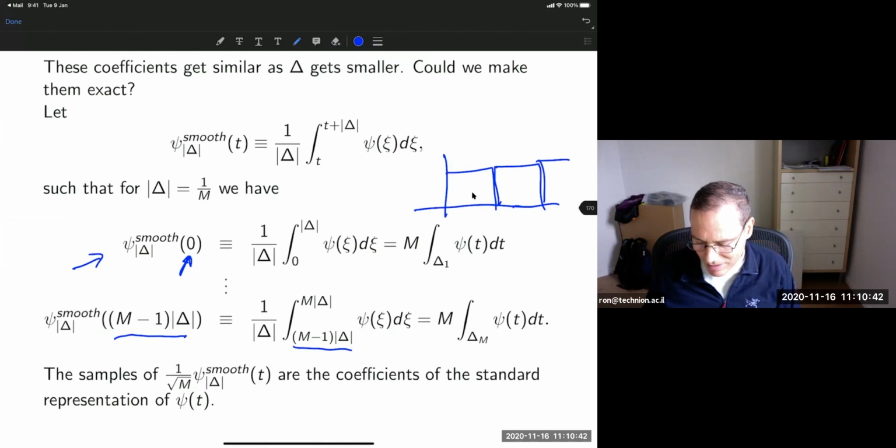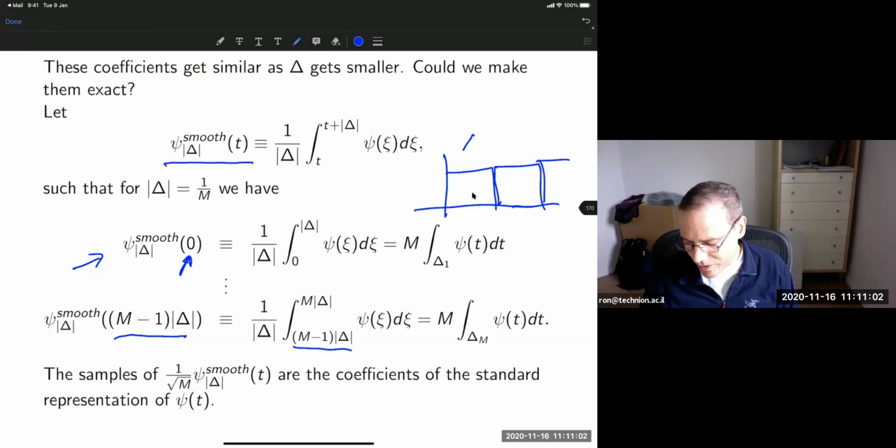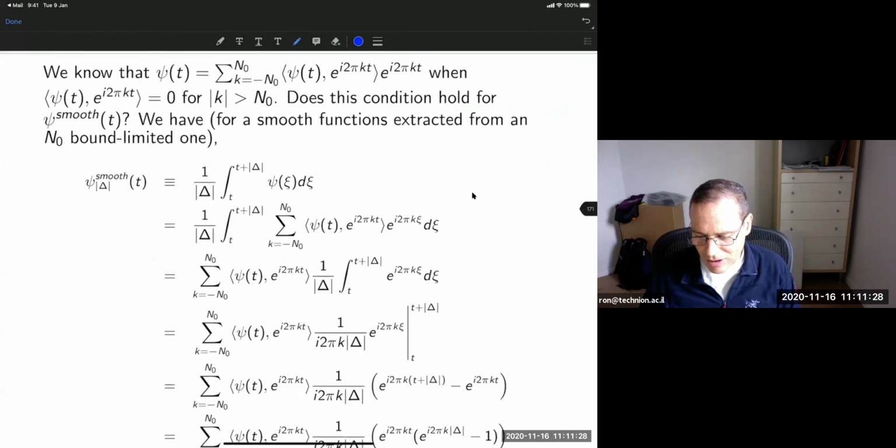So if I now sample my smooth function at equally distant points, what I would have received is basically projecting into what? The standard basis. Thank you, Sean. So it would be projecting onto the standard basis. So I'm taking my function, I've smoothed it a little bit, so now it would look like that. And now I sample it at these points. And these samples would be nothing but, by definition, the projection onto the standard basis. Okay, so we know the relation between the smooth and the standard basis. This is, I would say, almost trivial, especially after you explain it.